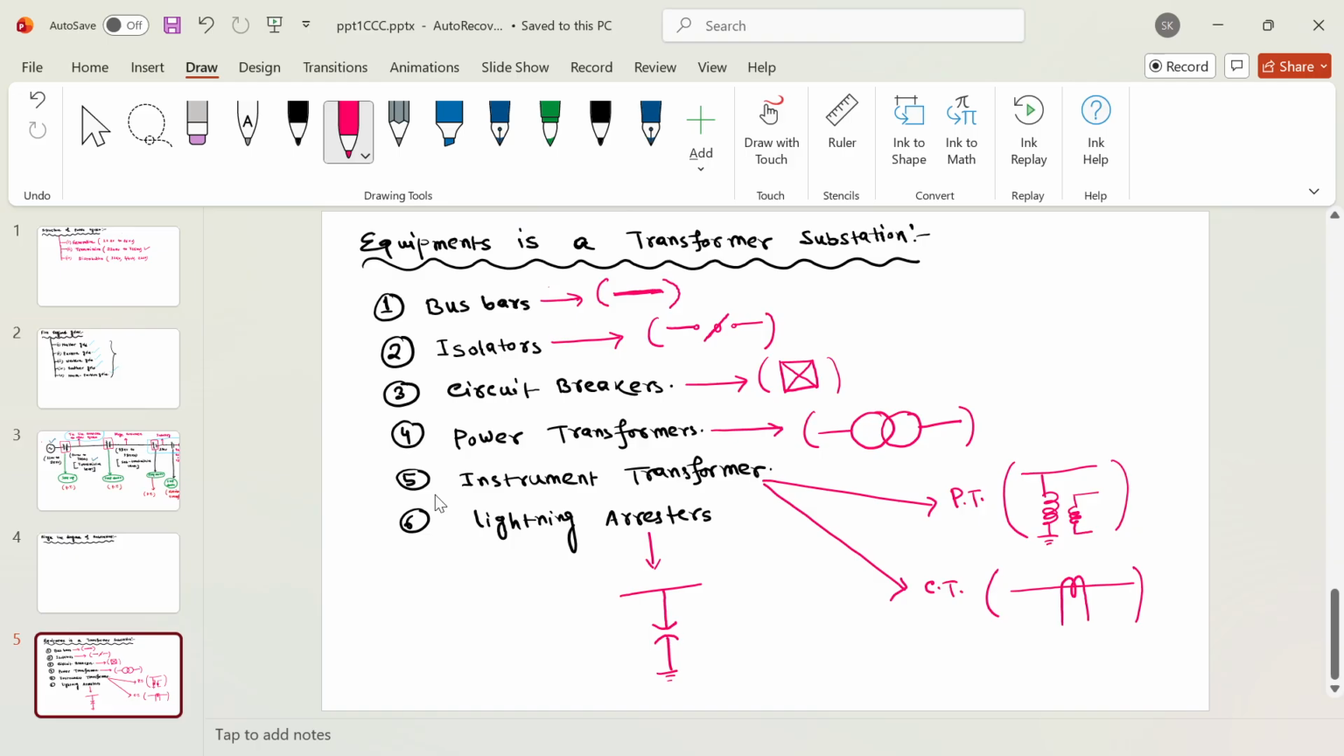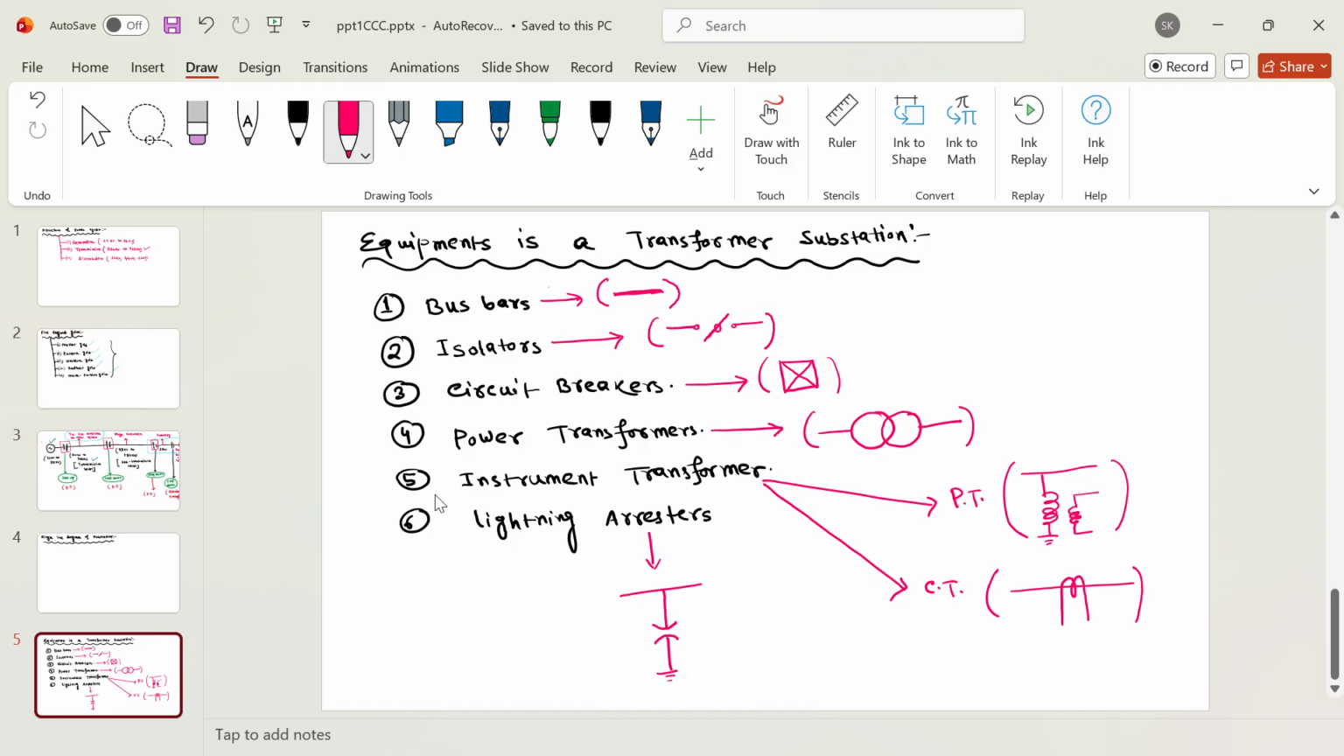Maybe the current flowing in a particular line is in the range of kiloamperes, or the line-to-neutral voltage is in the range of kilovolts, but the measuring instrument cannot measure such high voltage or high-level currents. So we have to step down those levels, and then we can use the measuring instrument to measure those voltages and currents.